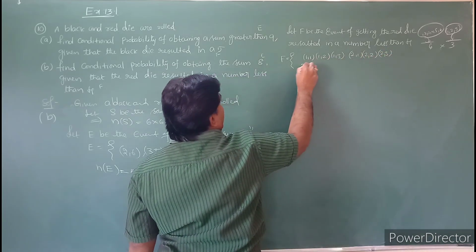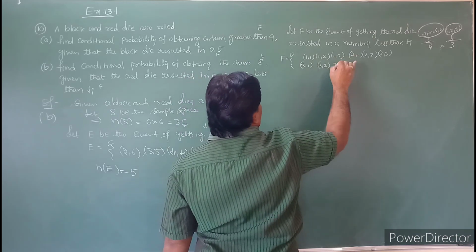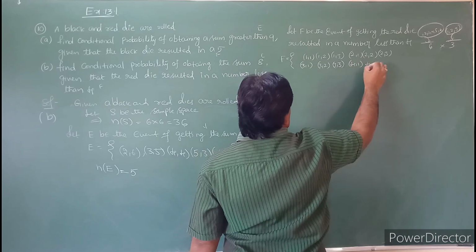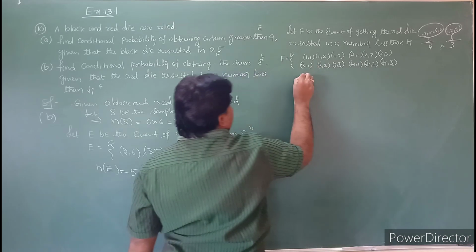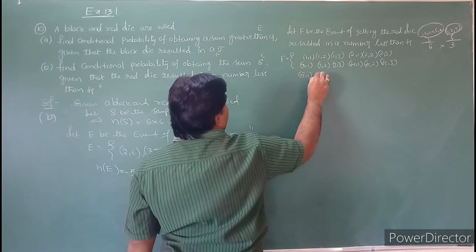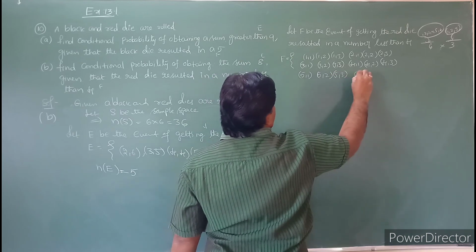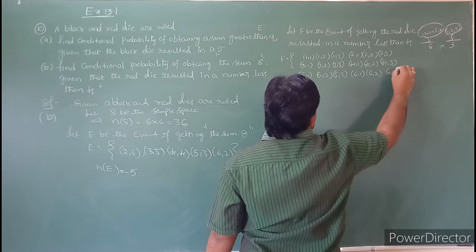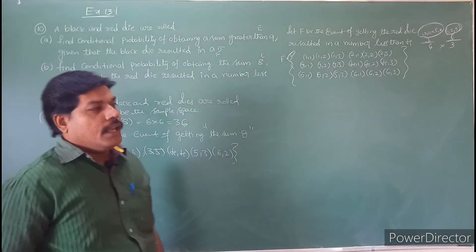Next, 3 comma 1, 3 comma 2 and 3 comma 3. Next, 4 comma 1, 4 comma 2 and 4 comma 3. Next, 5 comma 1, 5 comma 2, 5 comma 3. Next, 6 comma 1, 6 comma 2 and 6 comma 3. So these are the outcomes for F only.